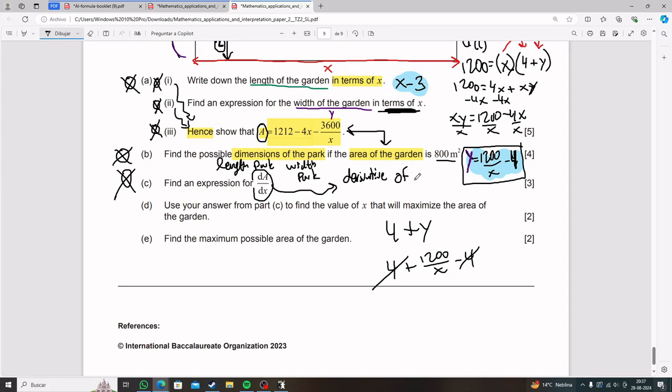Derivative of a in respect to x. So you take this equation here and you will do the derivative in respect to x. There's two main things I have to go over. The first one is derivatives, of course.